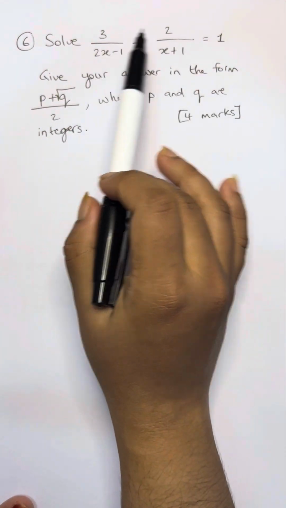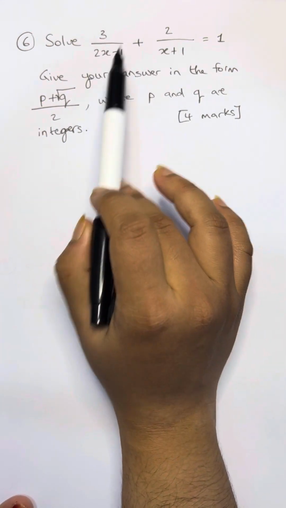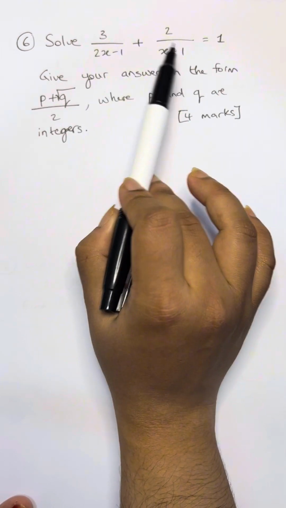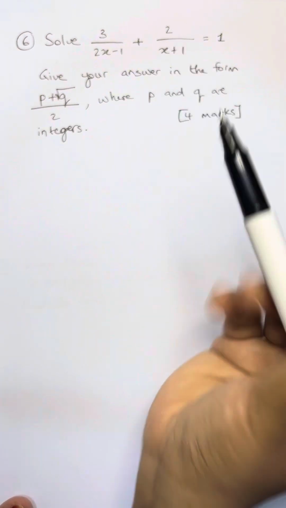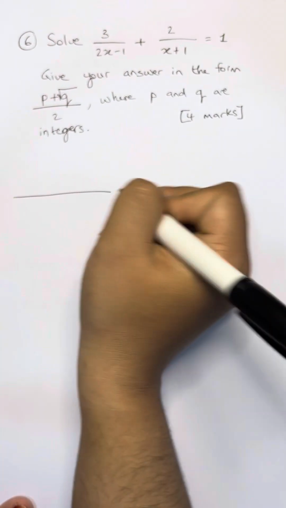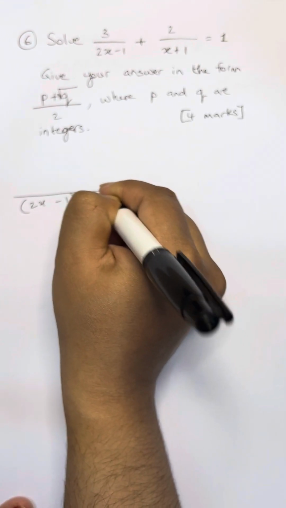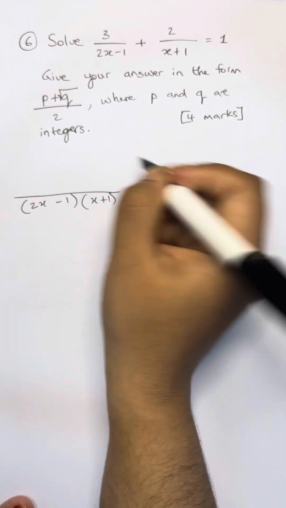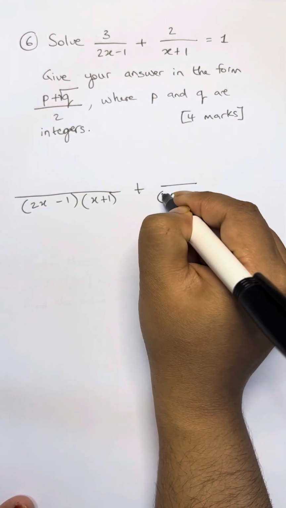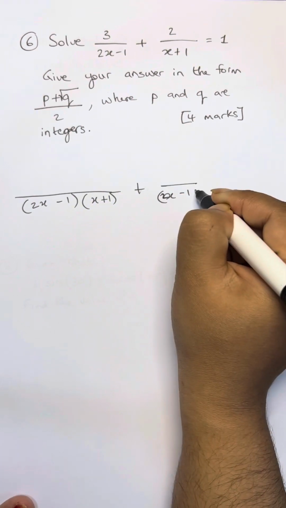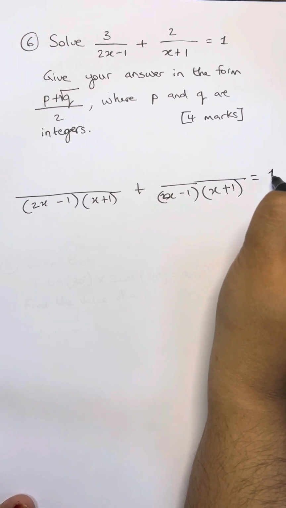When I see this type of question, I need to imagine them as simple fractions. When I've got simple fractions, I know that I need to have the same denominator in order to solve this, right? So all I have to do is group the 2x minus 1 and multiply it with x plus 1, yeah? So this is my first fraction, and then the second fraction is exactly the same, 2x minus 1, x plus 1, equals 1.